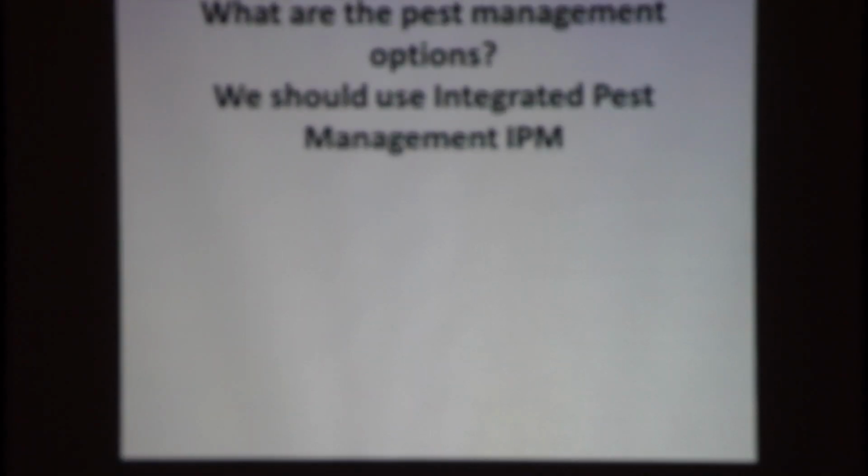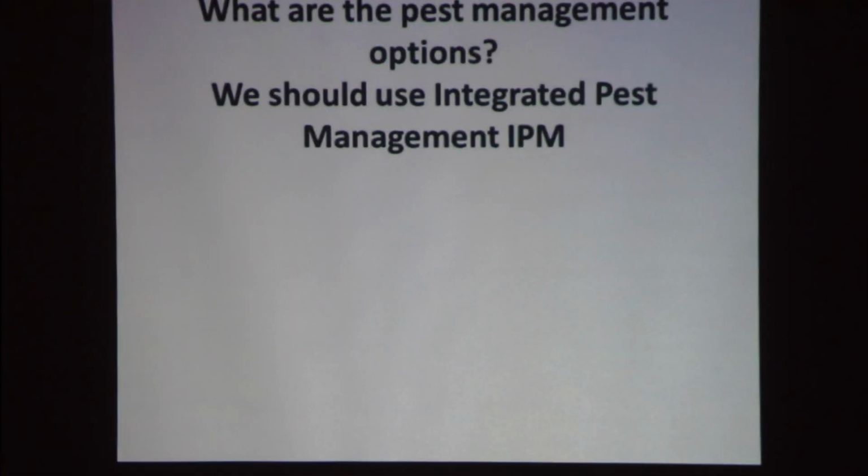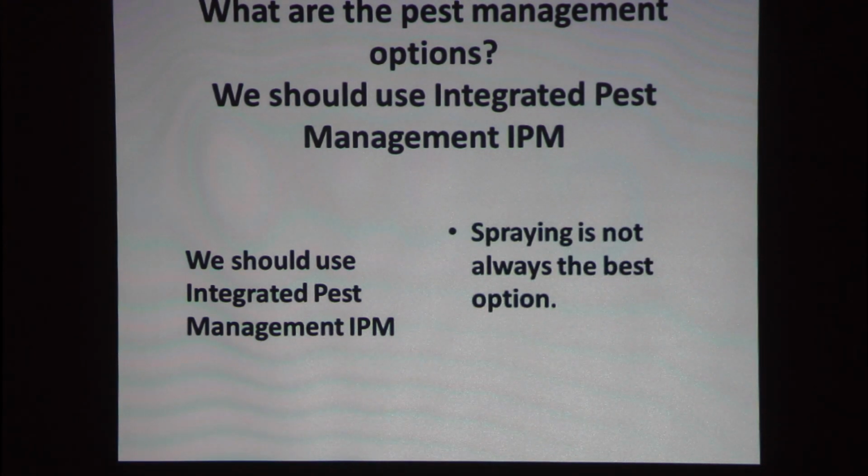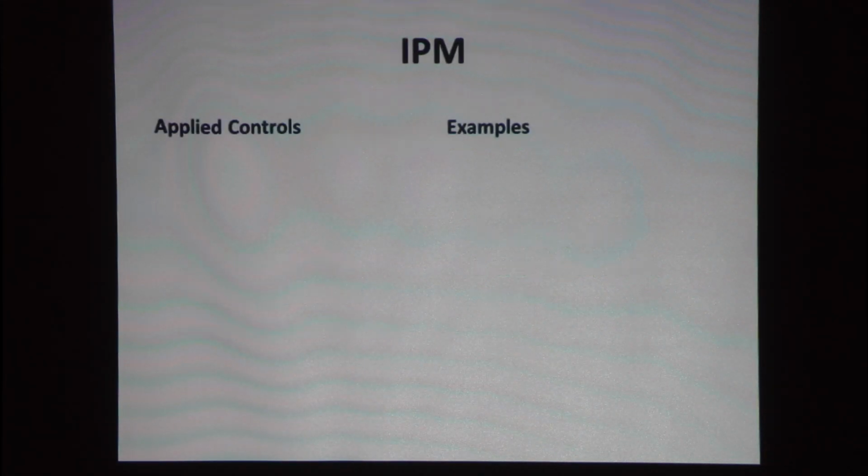But now, what are the pest management options? We should use integrated pest management. Integrated pest management means not just chemical control, there are many others which should be considered. And now we are going to talk about the IPM, integrated pest management. Spraying, as I said, should be our last resort.